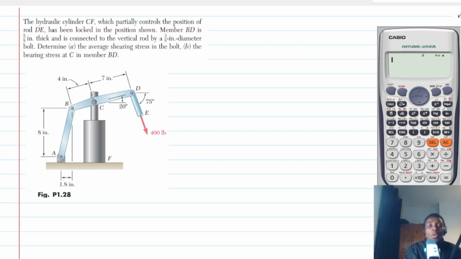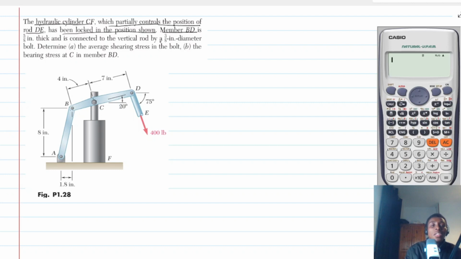So in this problem we have a hydraulic cylinder CF. So this is the hydraulic cylinder which partially controls the position of rod DE. So that is rod DE, and then it has been locked in the position below. Okay, so as it stands now, in this position, it has been locked.